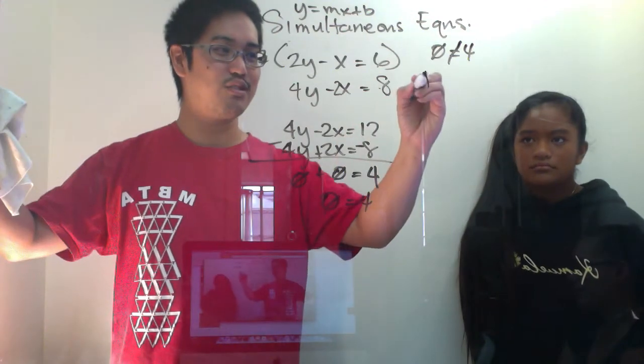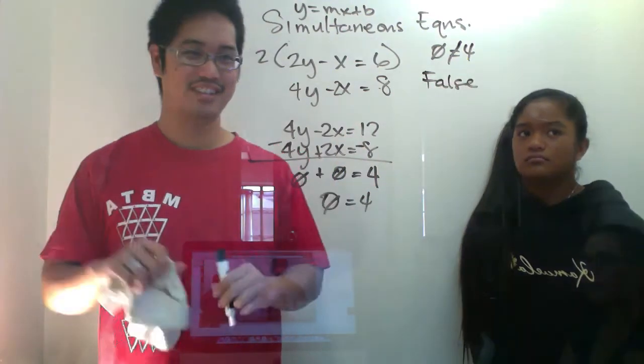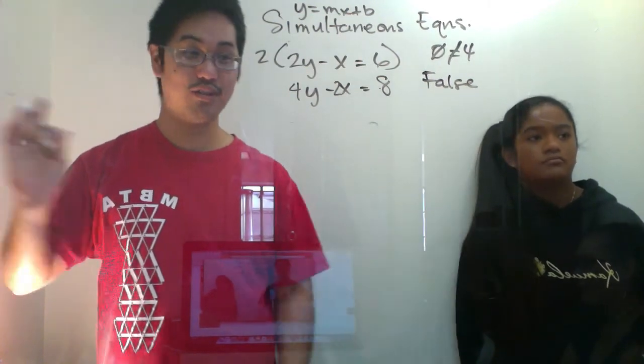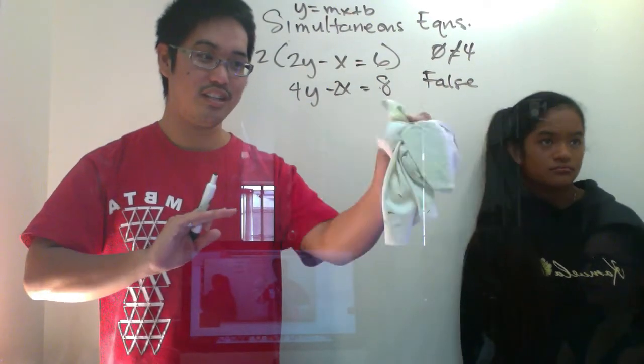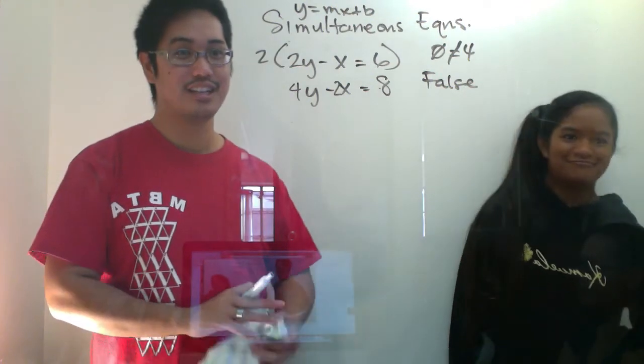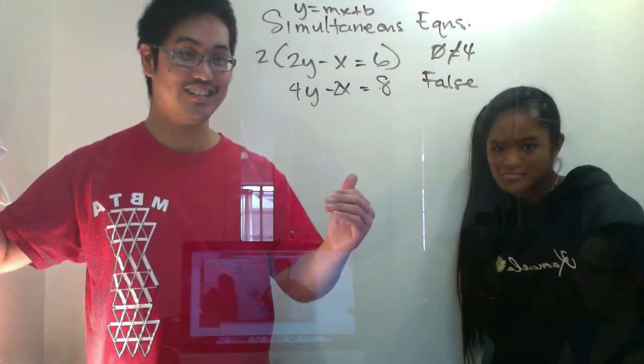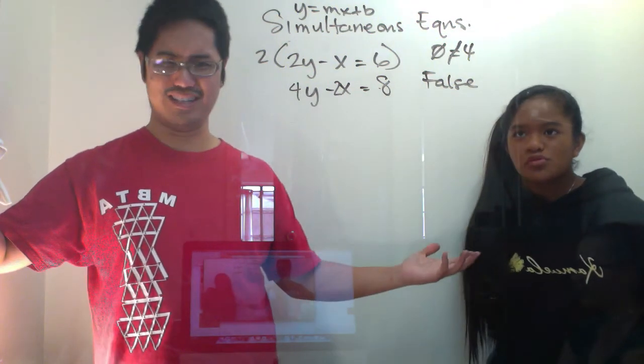Or maybe our answer is false. Right? I'll show you why. I didn't do any trick. We actually did the addition and subtraction method perfectly. If we did the substitution method, we would get the same exact thing. Okay. 0 equals 4. 0 doesn't equal 4.